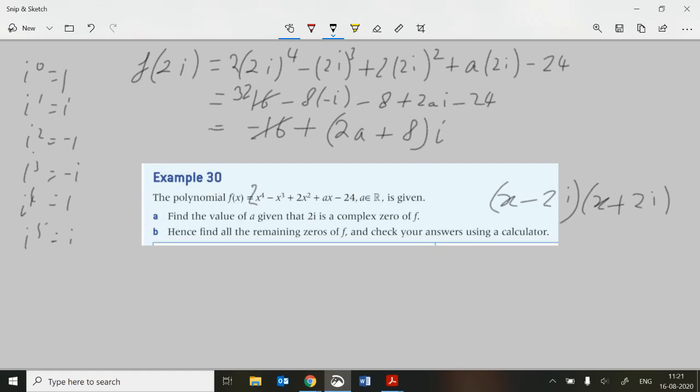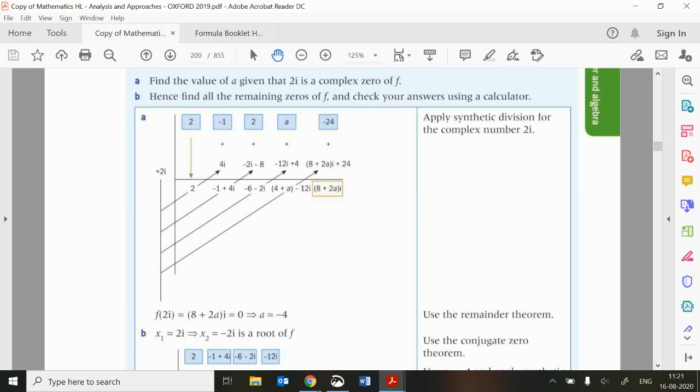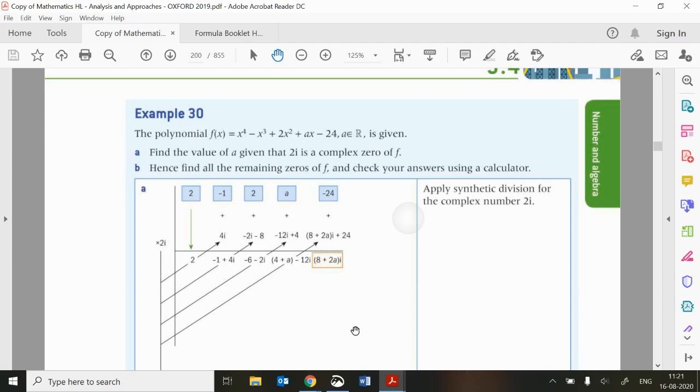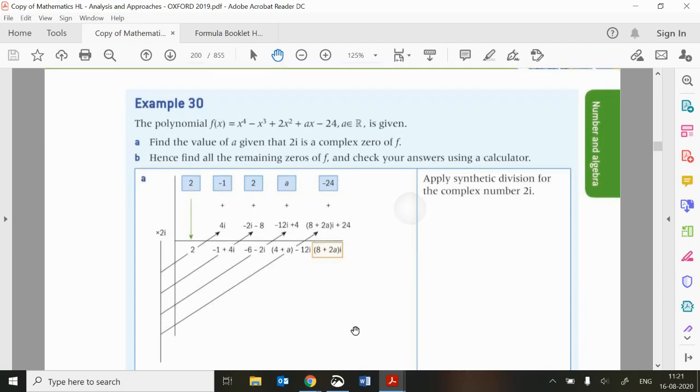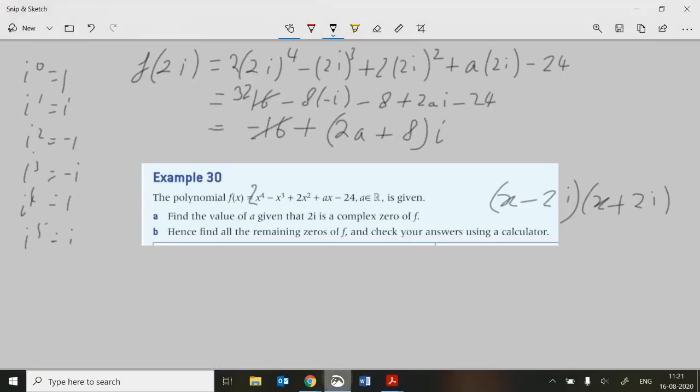And if you look at the book for this, you can also see that they've got 2 in these blue squares here at part A, doing the synthetic division. They've put 2, minus 1, 2. Well, there was no coefficient of x to the power 4 of 2. It was 1. So that's an issue then. That's an issue with the setup of the original polynomial.